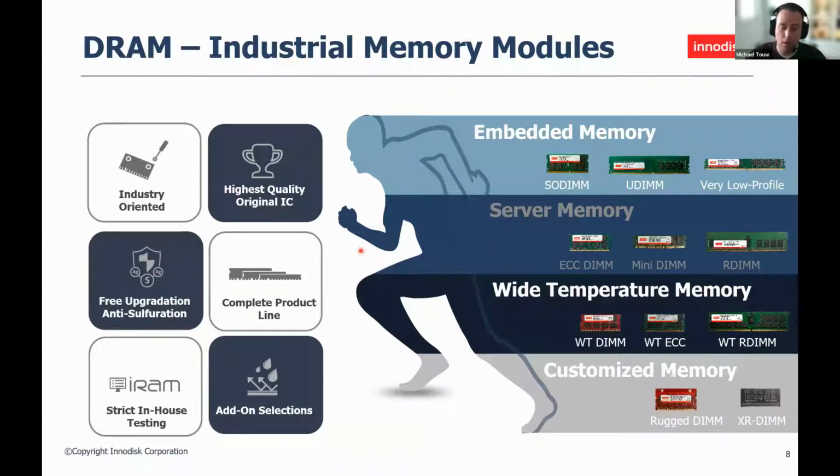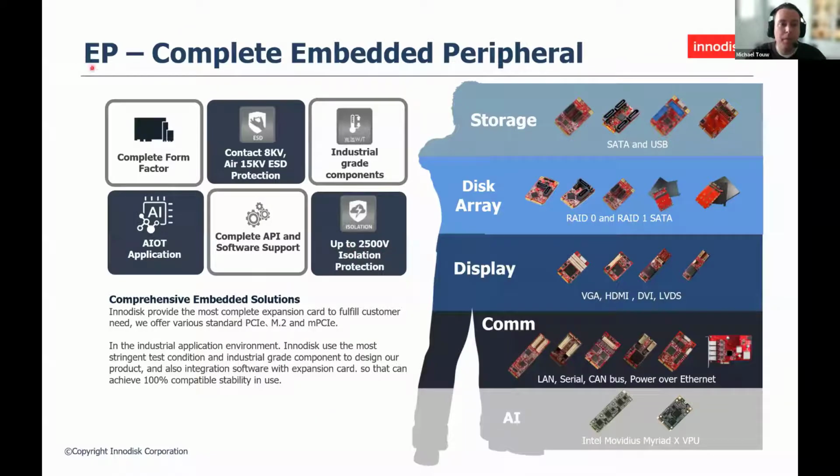Very important. Next one that we have is EP, embedded peripherals, and we have them in a couple of different solutions. Storage solutions, so extra storage availability in SATA and USB. A disk array where you can create a RAID solution. We have different kinds of display outputs. There's an onboard 2D graphics chip that gives you an extra 2D image.